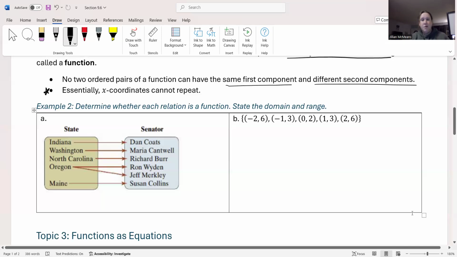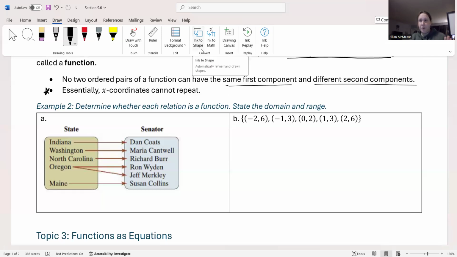Example 2 says determine whether each relation is a function, and state the domain and the range. We don't have a ton of room, especially for part A, but we're going to do the best we can. First of all, we have to determine if we have a function, which means x values cannot repeat. In part A, we have what's called a mapping. The elements in the first bubble correspond to the elements in the second bubble. The first bubble is the input values, which we think of as x, and the second bubble is the output values, which we think of as y.